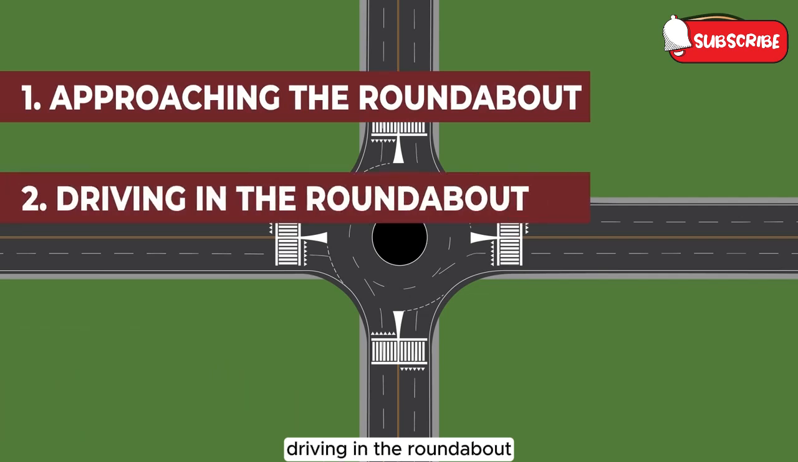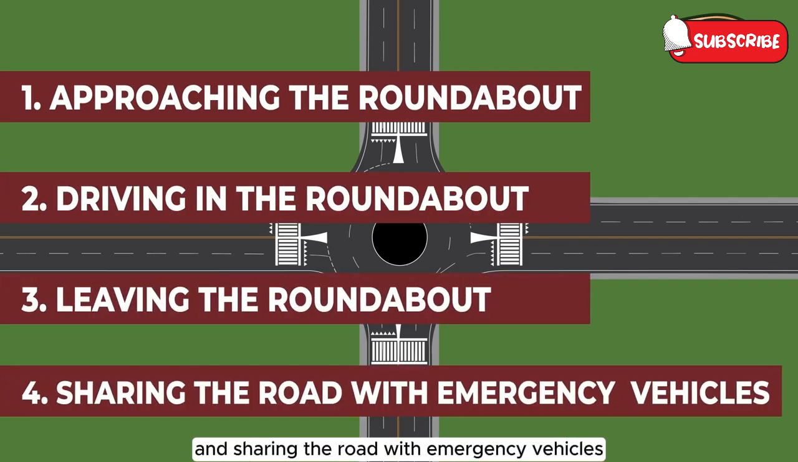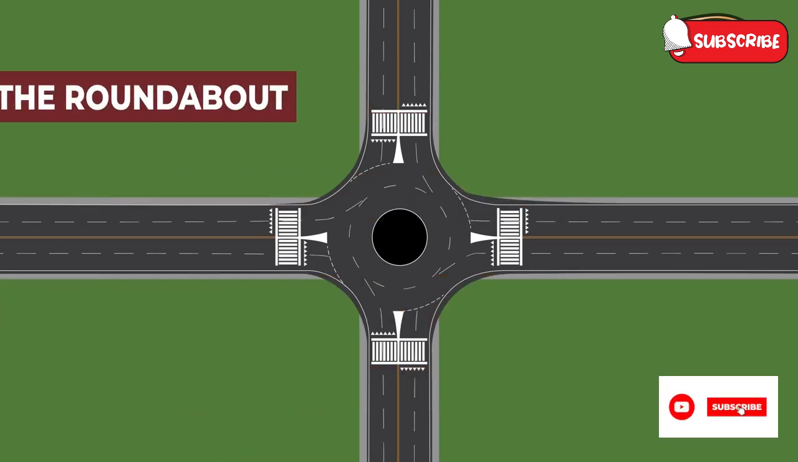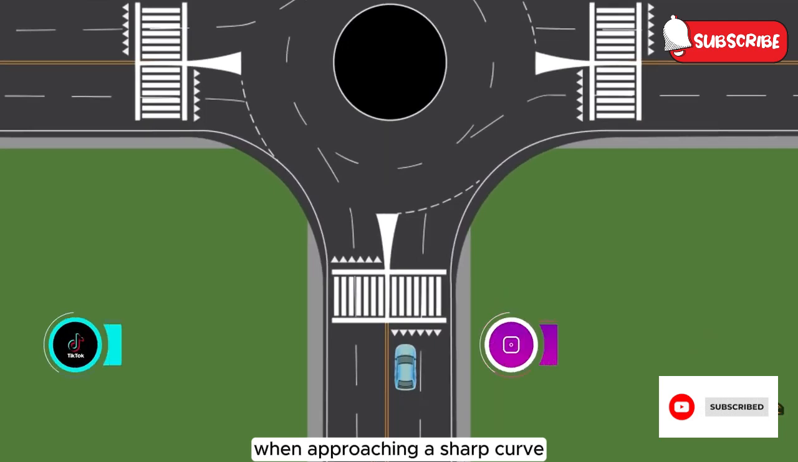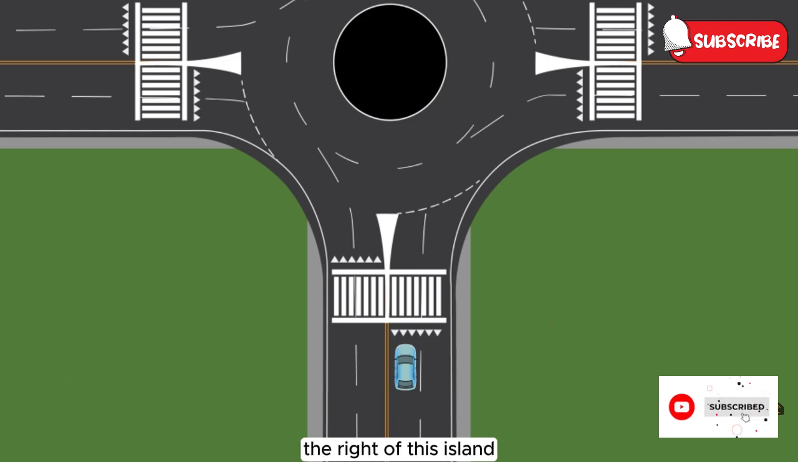Roundabout. Driving in the roundabout. Leaving the roundabout, and sharing the road with emergency vehicles. So this is what you need to do when approaching the roundabout. Slow down, just like the way you would when approaching a sharp curve. In Canada, since we drive on the right side of the road, keep to the right of this island, and make sure you pick the correct lane.